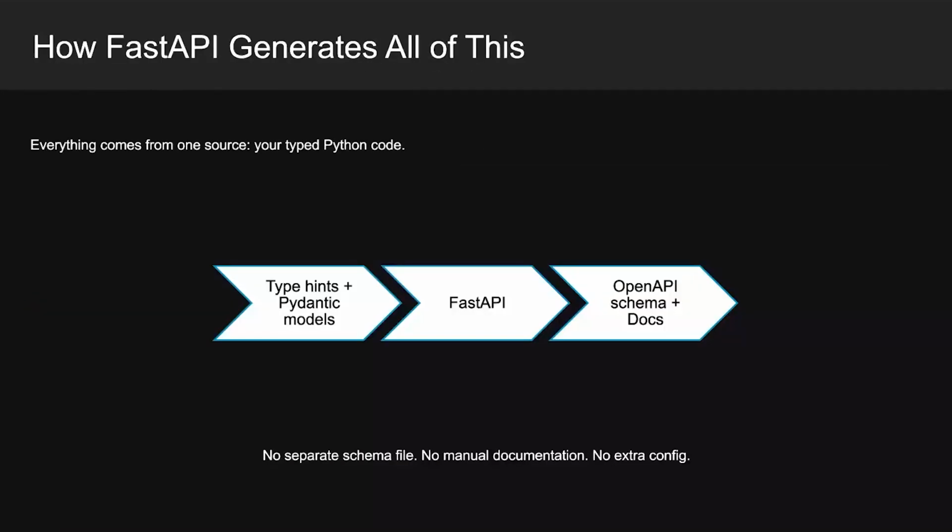So how does FastAPI do all of this? It comes back to what we covered in the typing video. When your app starts, FastAPI inspects every endpoint function. It reads the type hints on the parameters, the Pydantic models you have defined, and the return types. From all of that, it builds the OpenAPI schema automatically. There is no separate documentation file to write, no schema to maintain, no config to update. You change your code, the docs change with it. That's one of the biggest productivity wins FastAPI gives you, especially as your API grows.